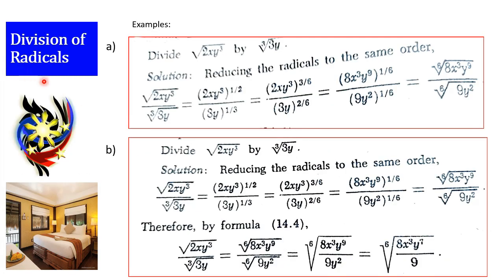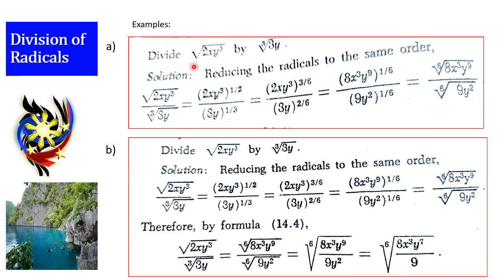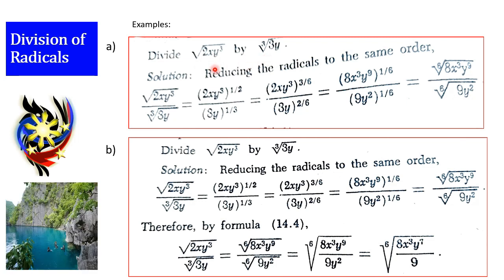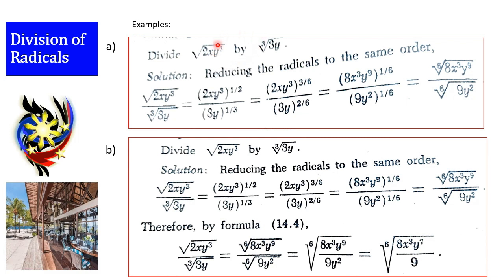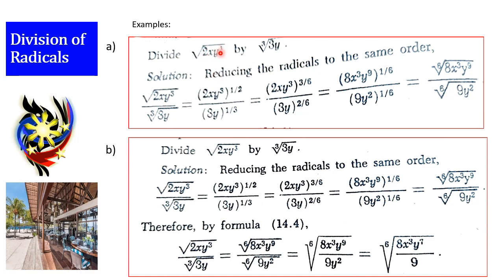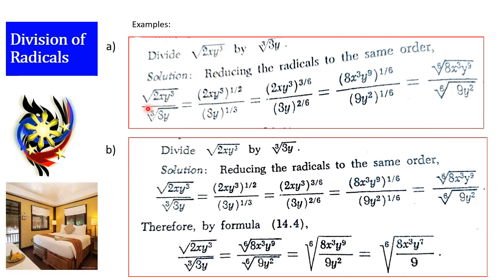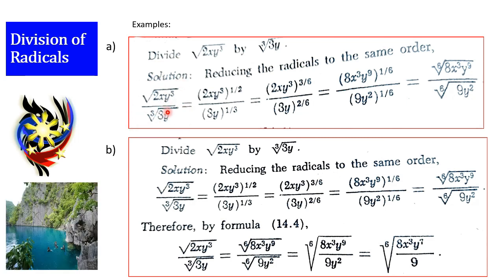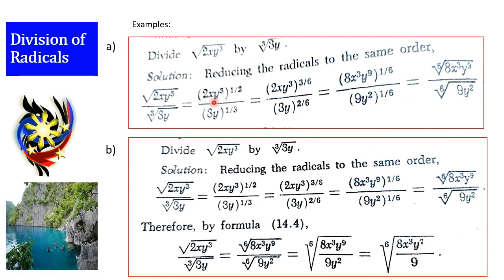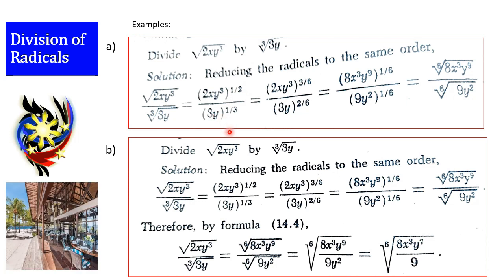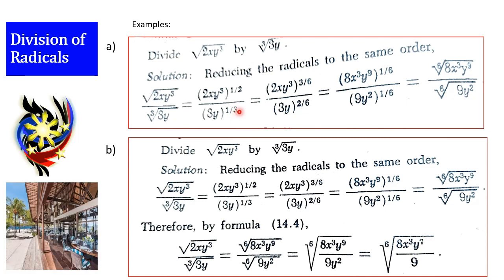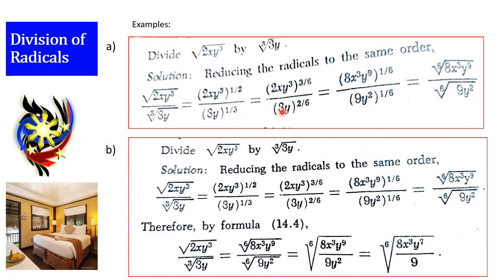Divisions of radical, mga ilang pang halimbawa. Example, divide square root of 2xy cubed by cube root of 3y squared. Hindi siya pareho ng order, so we have to put it in the same order. I-reduce muna natin yung radical sa same order. We can rewrite this as the square root of 2xy cubed over the cube root of 3y. Ito po yun. Then we write it in exponent form, 2xy cubed raised to 1/2 over 3y raised to 1/3. Kukunin natin yung LCD ng denominator, which is 6.